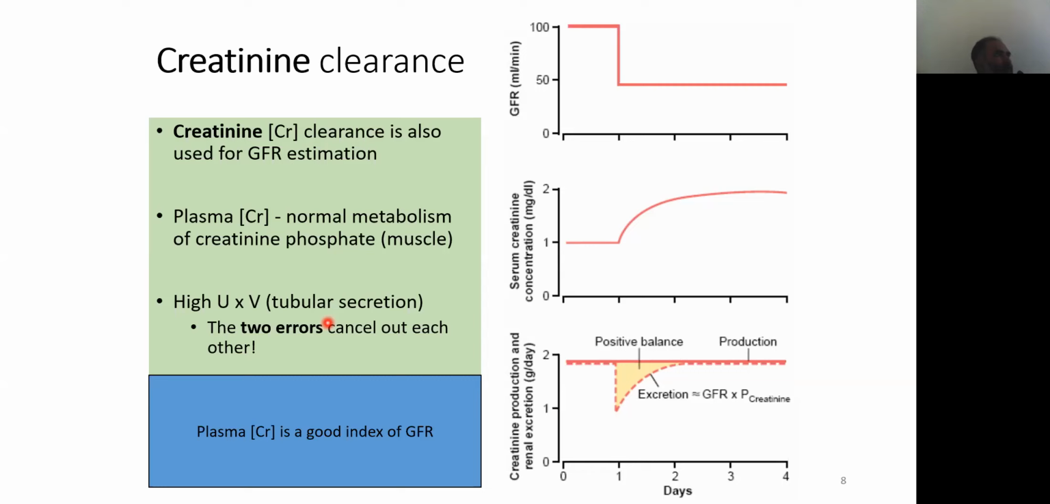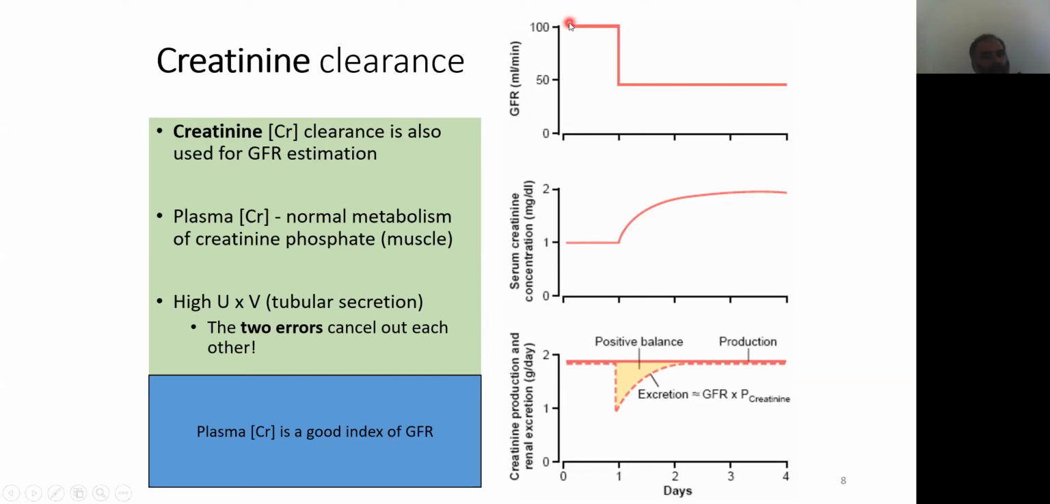Now, if you can imagine, put this in the clearance equation. The amount of creatinine coming in the urine includes the secreted creatinine, so it will be elevated. The U multiplied by V for creatinine will be falsely elevated, but the plasma concentration will also be elevated. These two cancel out each other, resulting in a fairly accurate figure of GFR. So plasma creatinine is a good index of GFR.